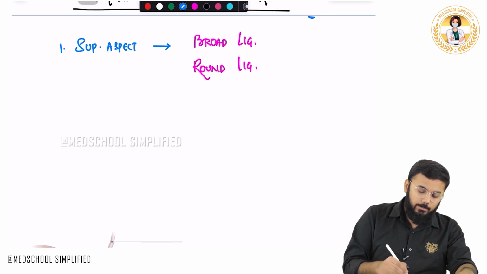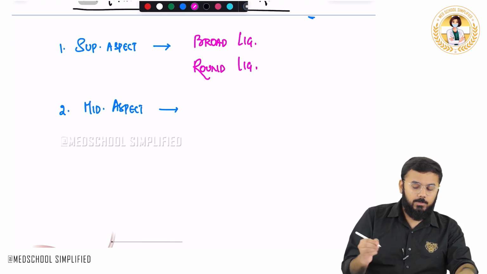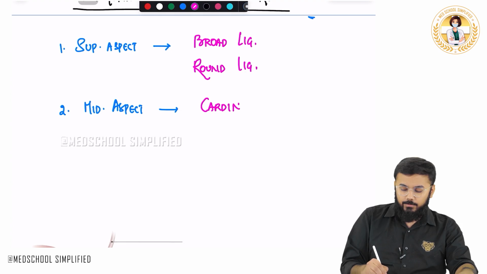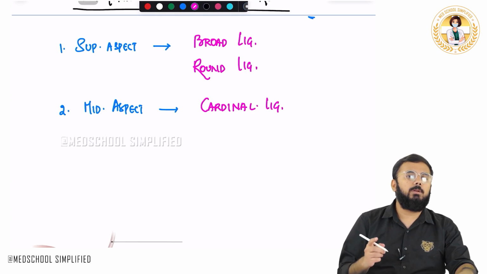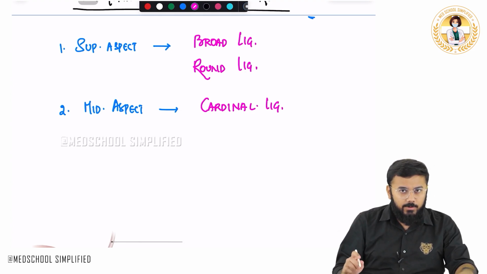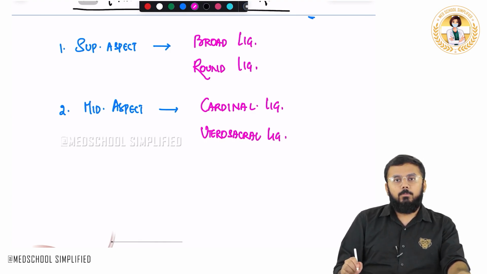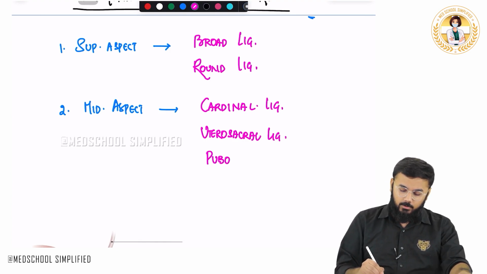Next important thing, in the middle aspect. If you look at the middle aspect, what are the two ligaments? One is called as a cardinal ligament. I have already shown you, right? And what is the important thing in the cardinal ligament? I have told you cardinal ligament is also having uterine artery and uterine vein. And next we discuss about the uterosacral ligament. And one last important ligament here is called as a pubocervical ligament.